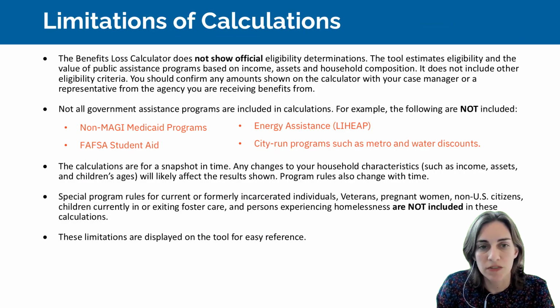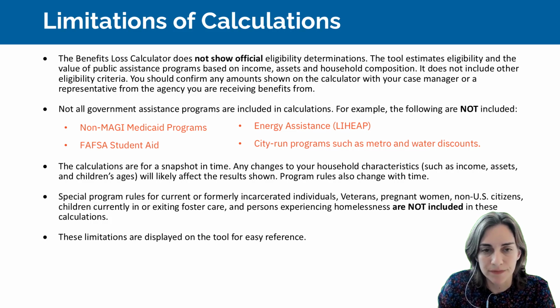There are a few limitations of the calculator that are important to be aware of. And don't worry about memorizing these. They're listed on the main page of the calculator for easy reference. First, the benefits loss calculator does not show official eligibility determinations. The tool estimates eligibility and the value of public assistance programs based on income, assets, and household composition. It does not include other eligibility criteria. You should confirm any amount shown on the calculator with your case manager or a representative from the agency you are receiving benefits from. Second, not all government assistance programs are included in the calculations.